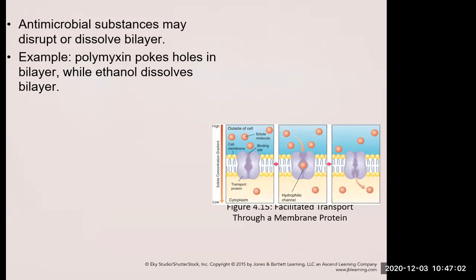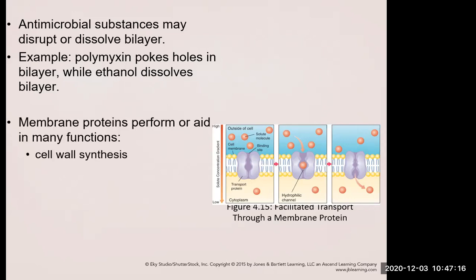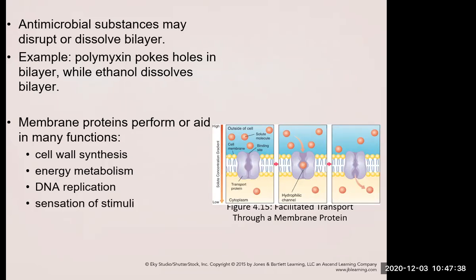So some antimicrobials are going to work to either poke holes or even disrupt entirely the plasma membrane. So polymyxin is going to poke holes, whereas something like ethanol will just dissolve a plasma membrane. So we have some proteins in the membrane that can help synthesize the cell wall. Keep in mind that enzymes are proteins. They can produce energy, help with DNA replication, or recognition of external stimuli.